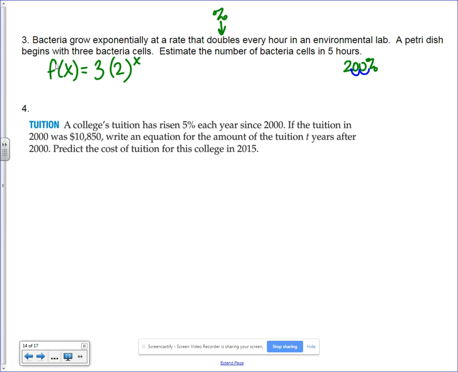So what if you were going to triple something? It'd be a 3, wouldn't it? Because it'd be 300, move the decimal, and now it's a 3. How long is this happening for? 5 hours. So we're going to take out the x, and we're going to put in a 5. How many bacteria do we have after 5 hours? 96 bacteria.